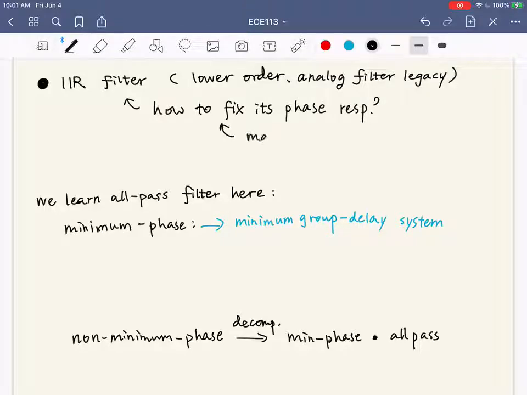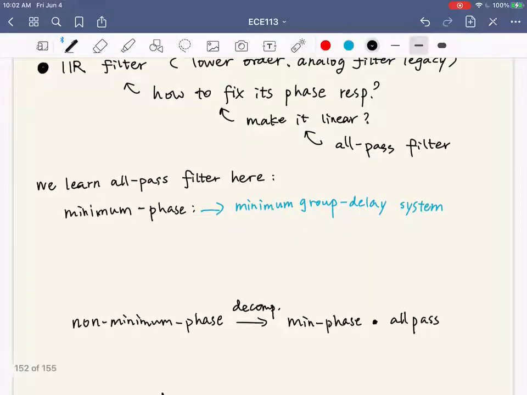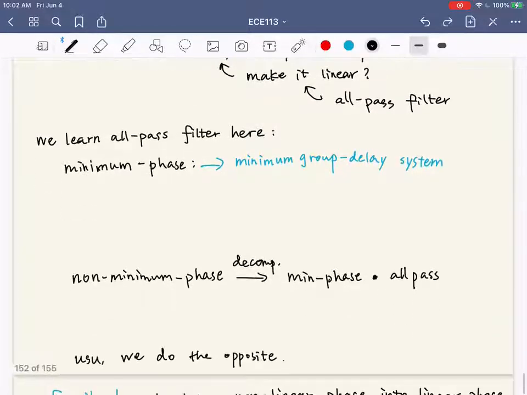In other words, how to make it linear? And the solution is all-pass filter. So maybe we cannot solve it completely, but all-pass filter can, to a large extent, alleviate the situation. Okay, so I would like to refresh the all-pass filter concept really quick. We learned all-pass filter in the lecture when we talked about the minimum phase. The minimum phase is not that related to the IIR filter, but it is also important. So let's just briefly refresh on this.